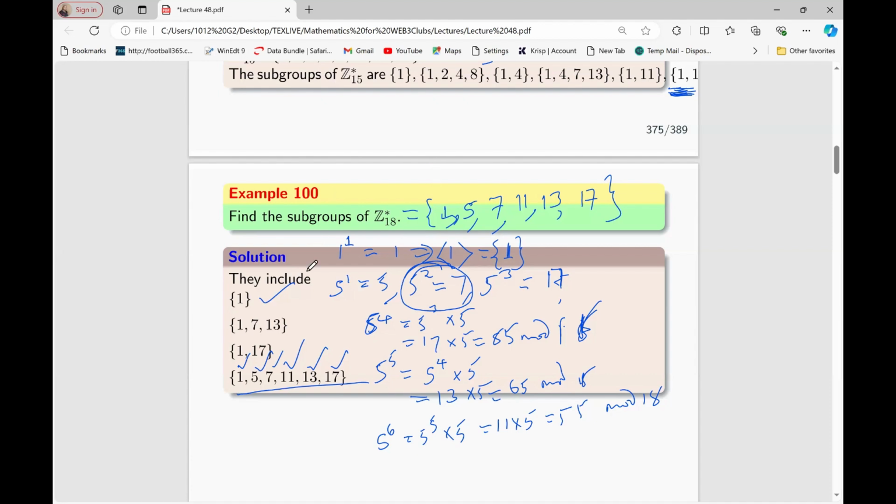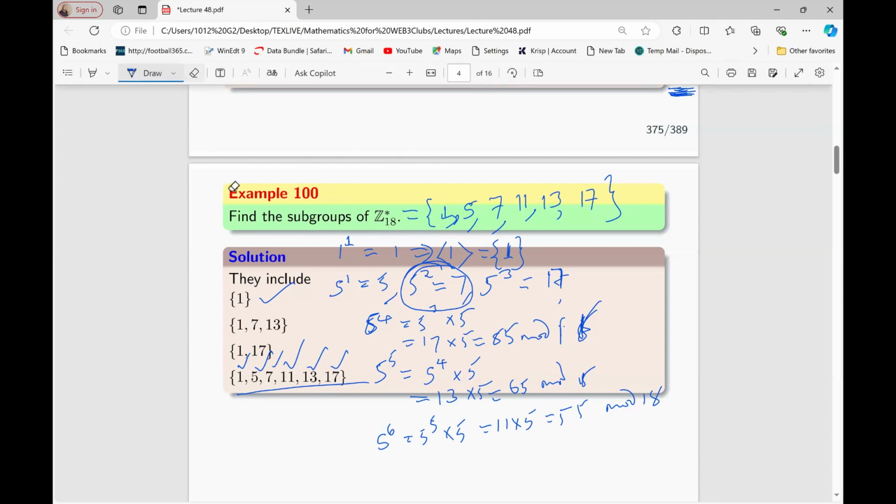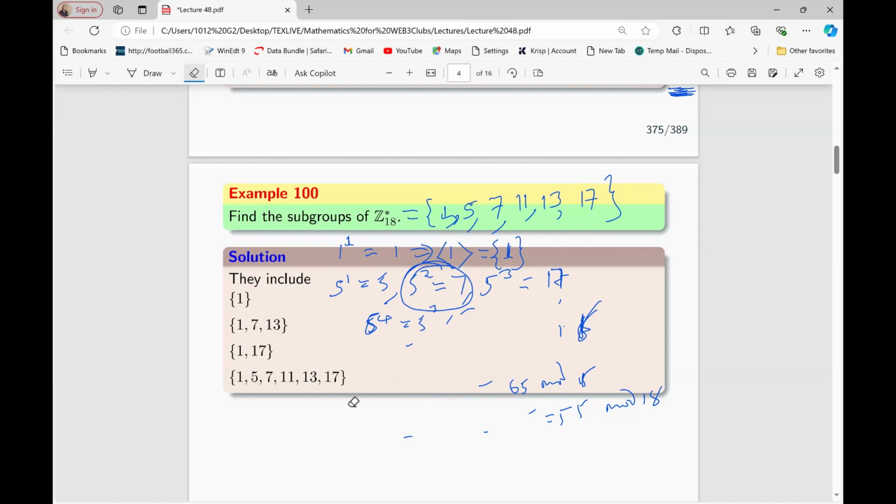What about 7? I left it out. I think 7 will generate either the second or the last. The ones that have 7 generate either the first, the second, or the last. Let's see which one it generates. So 7 once will be 7. 7 twice will be 49, mod 18.